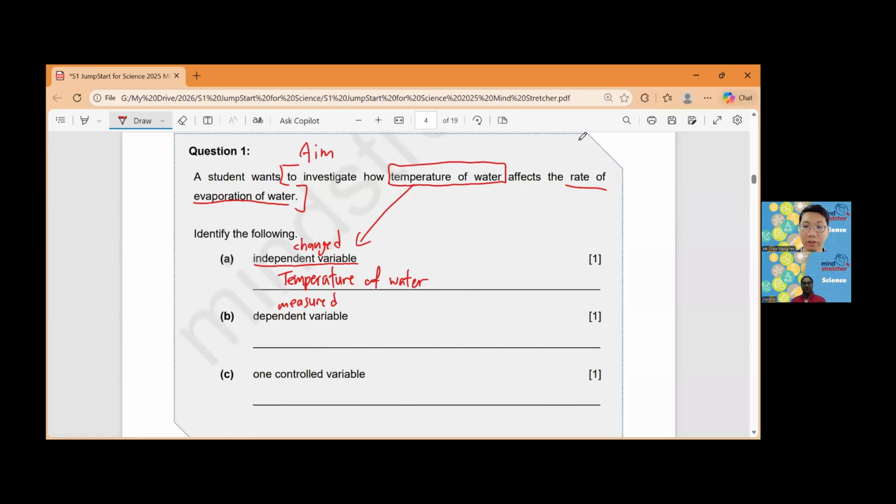So just now I mentioned, the scientific concept is that we are finding how the temperature of water affects the rate of evaporation of water. But rate is how fast water evaporates. How do we measure that in the experiment? What are we measuring? So I saw some answers.